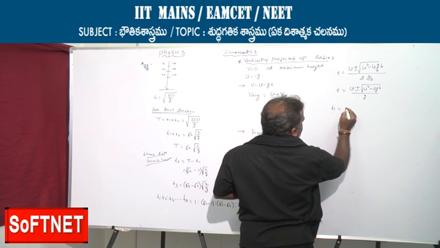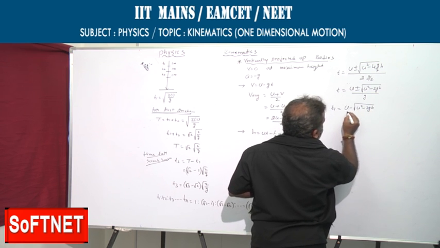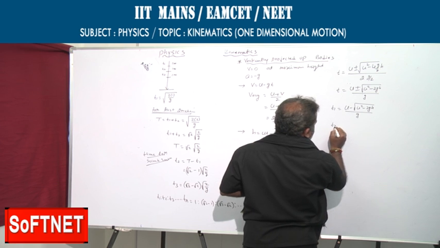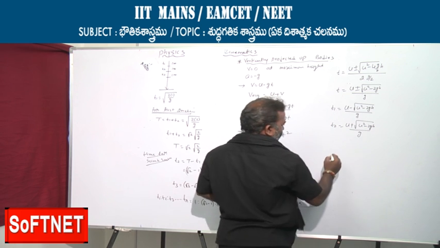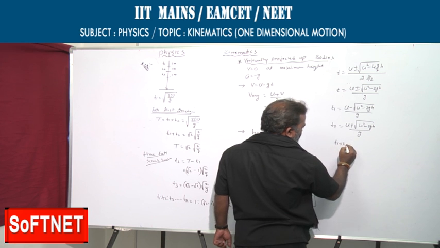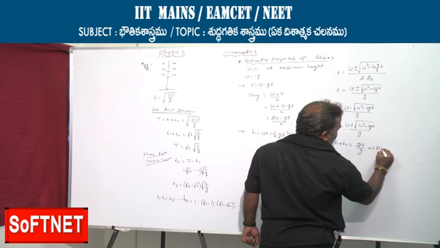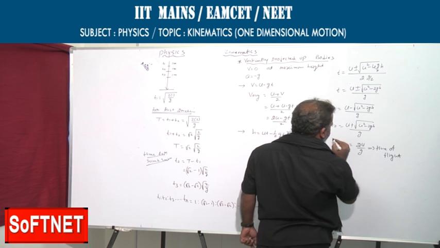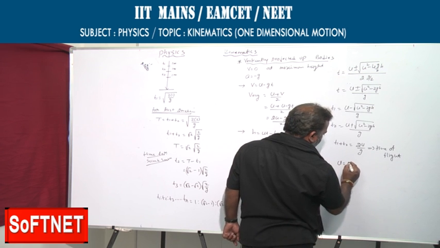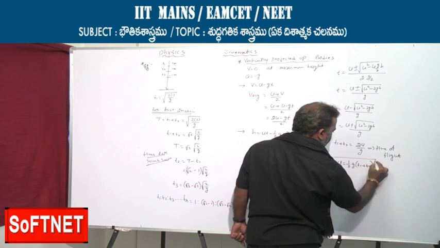So t1 will be what? u minus root of u square minus 2gh by g. t2 is equal to u plus root of u square minus 2gh by g. So when we add, t1 plus t2 is equal to 2u by g, which is the time of flight. u is what from here? u is 1 by 2 g into t1 plus t2.